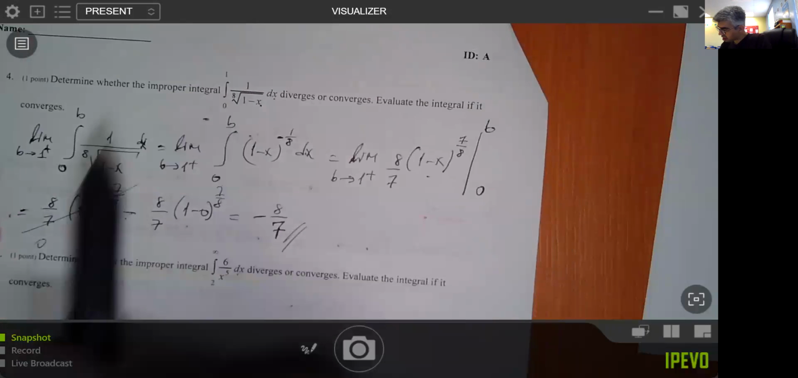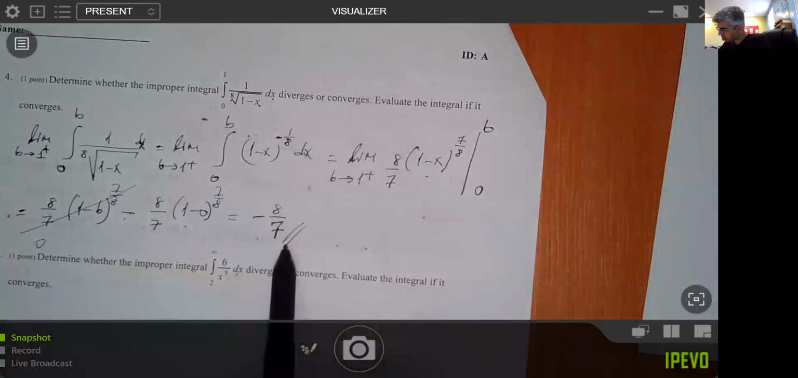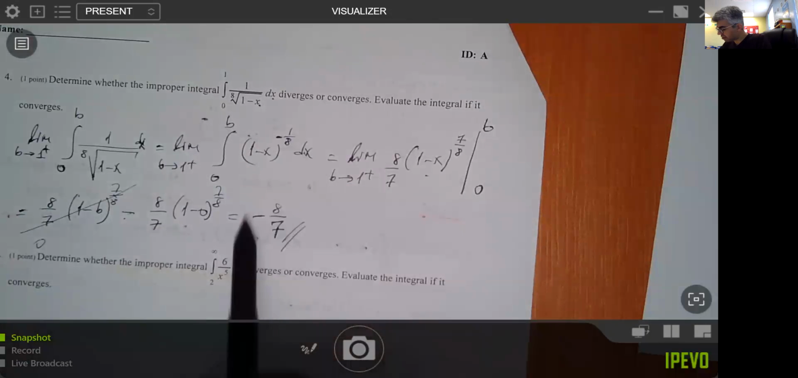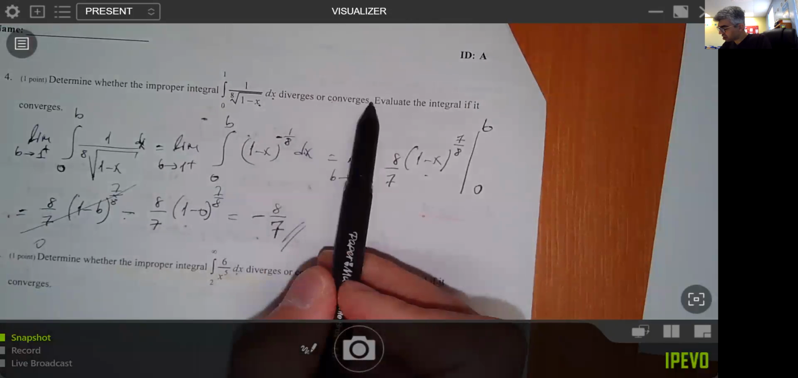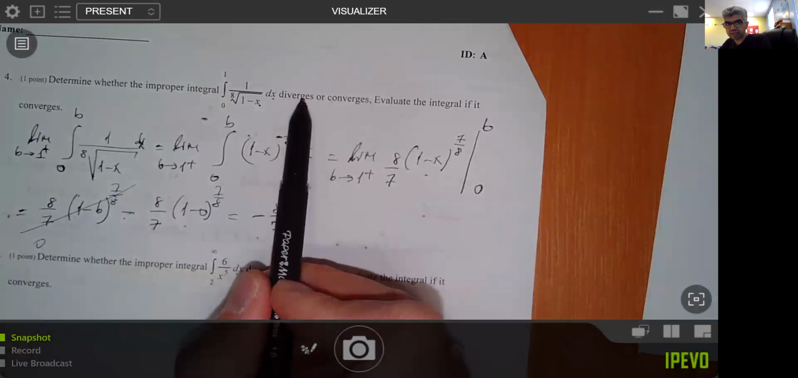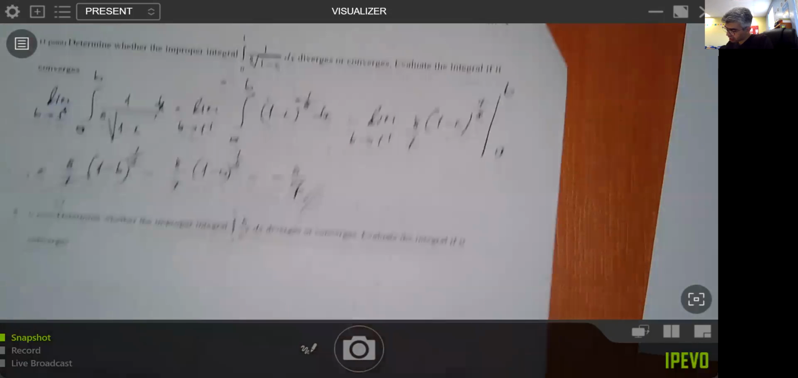So guys, here it converges because we have a finite, rational value. It diverges in case the result is infinite. Okay, so this converges.